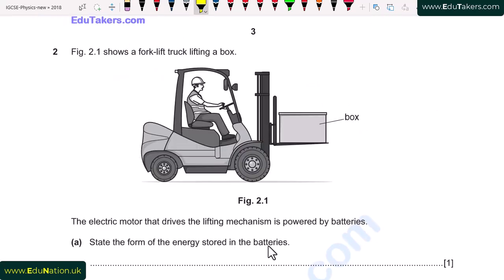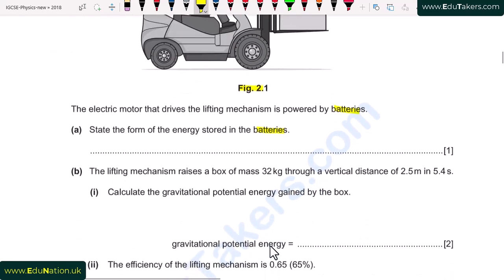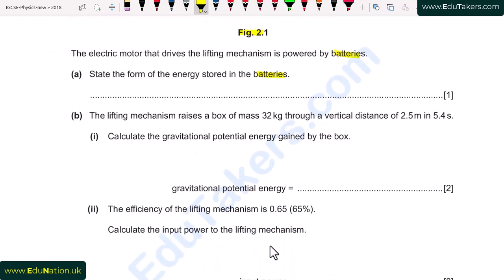Figure shows a forklift truck lifting a box. Here is figure 2.1. The electric motor that drives the lifting mechanism is powered by batteries. Part 1. A. State the form of energy stored in batteries. So here we have to describe in which form the energy is stored in the batteries. So the energy stored is in the form of chemical energy. So I write here chemical energy.